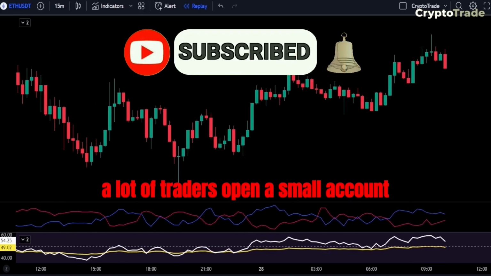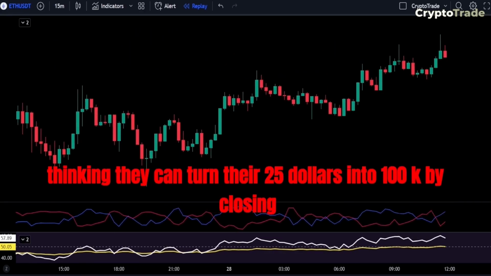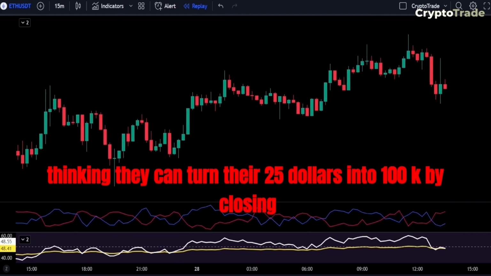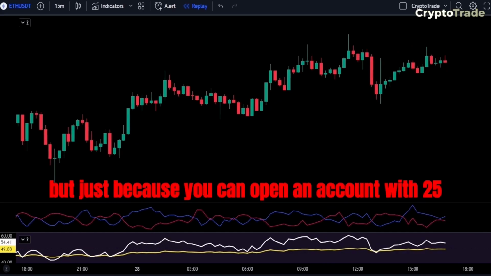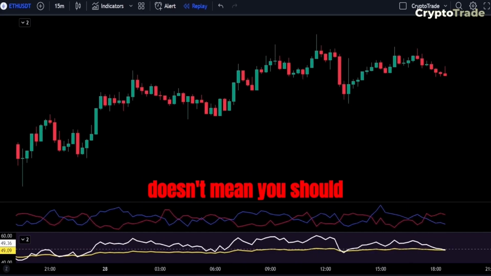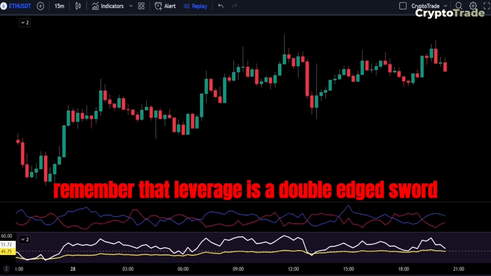Capital. A lot of traders open a small account thinking they can turn their $25 into $100,000 by closing a lot of tiny but profitable trades. But just because you can open an account with $25 doesn't mean you should. Remember that leverage is a double-edged sword.